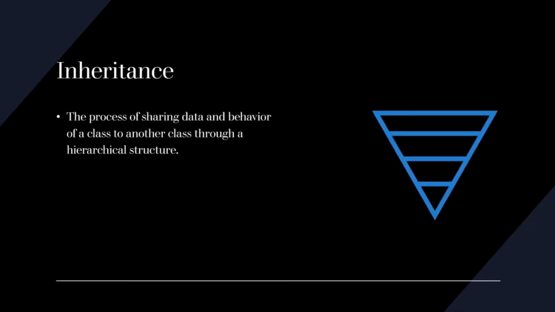Inheritance. Inheritance is the process of sharing data and behavior of a class to another class through a hierarchical structure. What this means is we want to design our classes in such a way that we create a vague class first that defines behavior that many things share, which we call a parent, and derive classes from that parent named children who gain that behavior but can take it further and make it more specific.